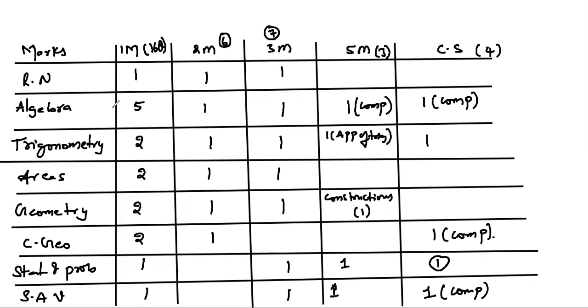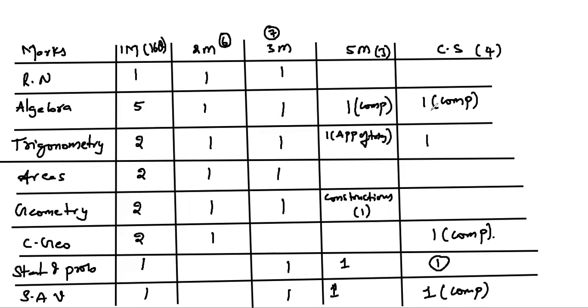So this 1 mark question from each and every chapter they will ask. And 2 marks, if they are asking 2 mark question from polynomials, and 3 mark question will be from quadratic equation, and 5 mark question will be from pair of linear equation or arithmetic progression. And this one case study will be either from pair of linear equation or from polynomials. That's it, only 2 chapters. Pair of linear equation or polynomials.